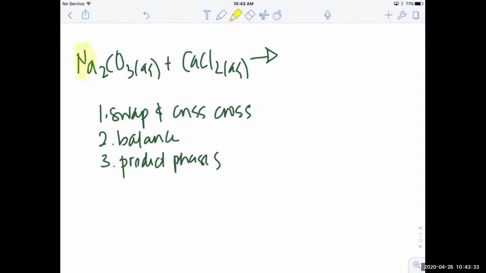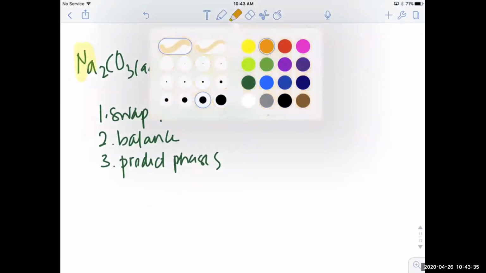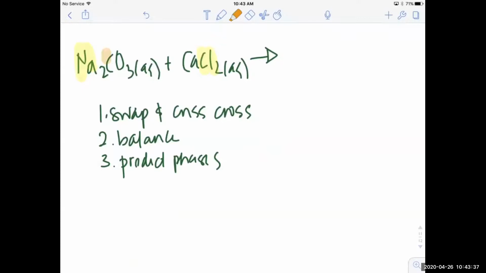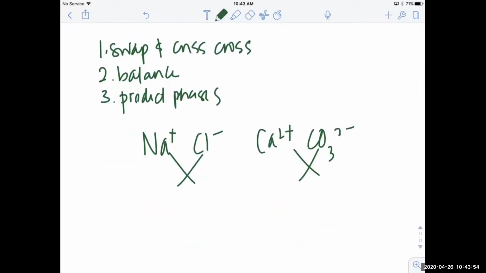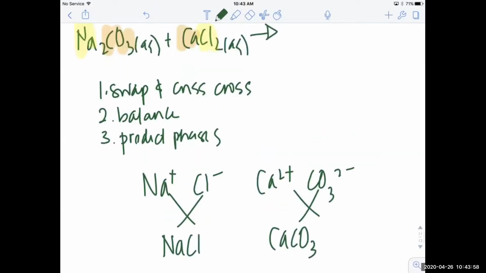So remember, my Na is going to go with a new anion, and my calcium is going to go with a new anion as well. So we'll have Na+, Cl-, and then we'll have Ca2+ and CO3 2-. Remember, this 2, I'm not bringing over with sodium. I can take care of that with balancing. I am going to bring over the 3 in CO3 because that's the actual formula of this.